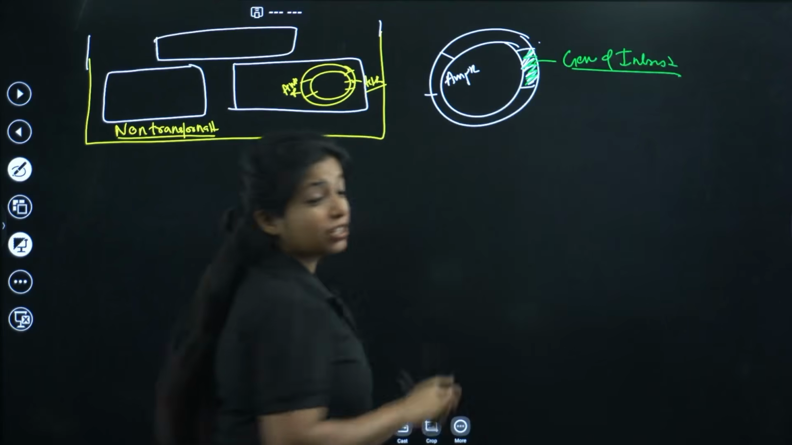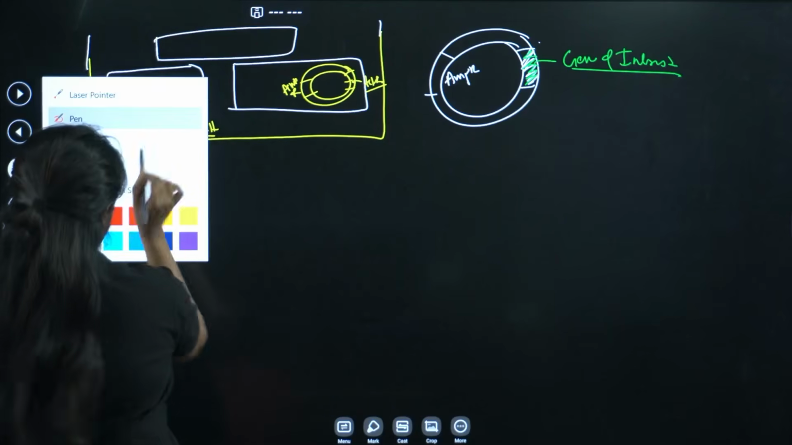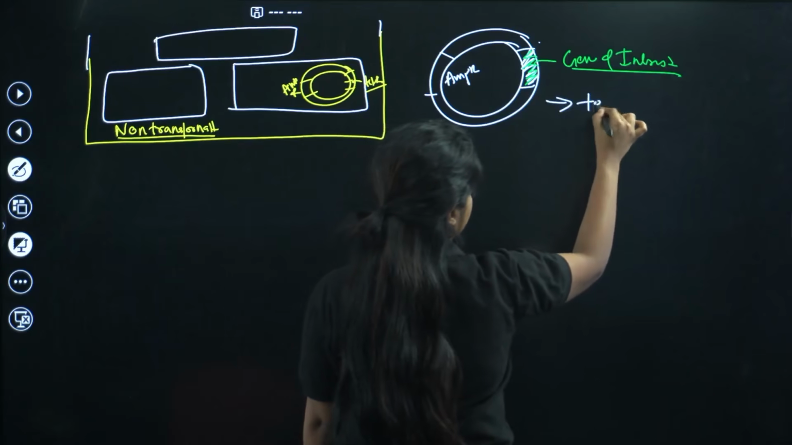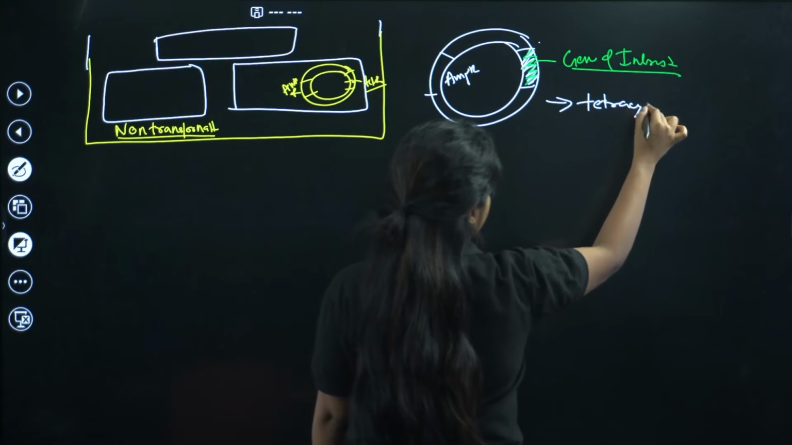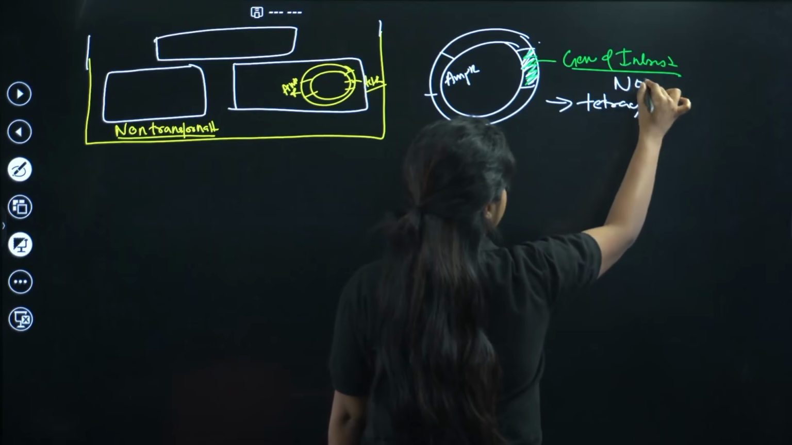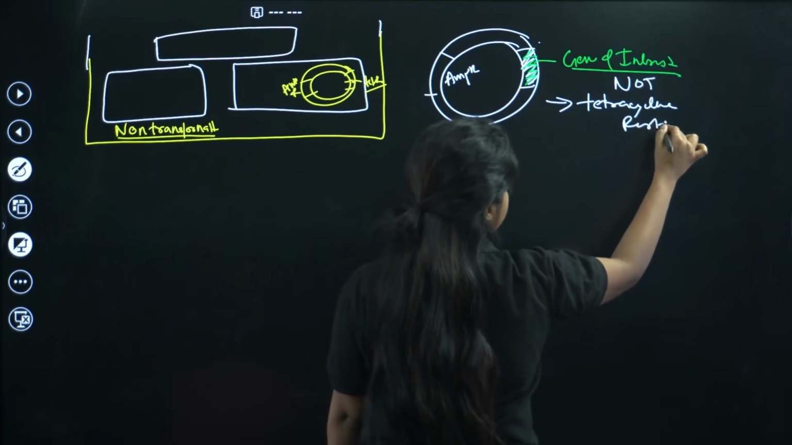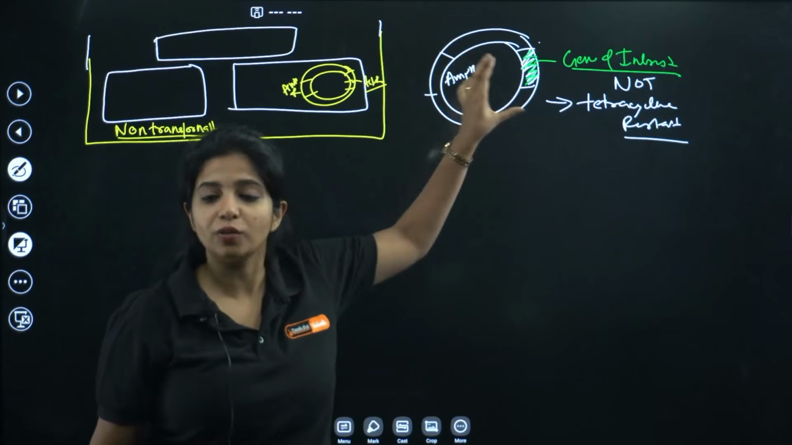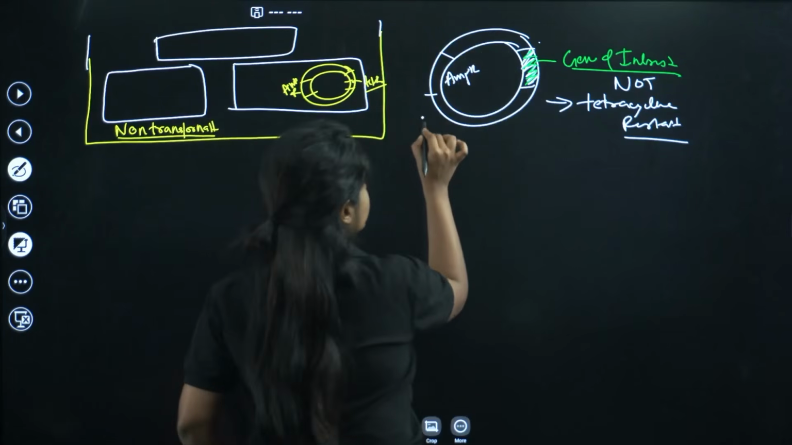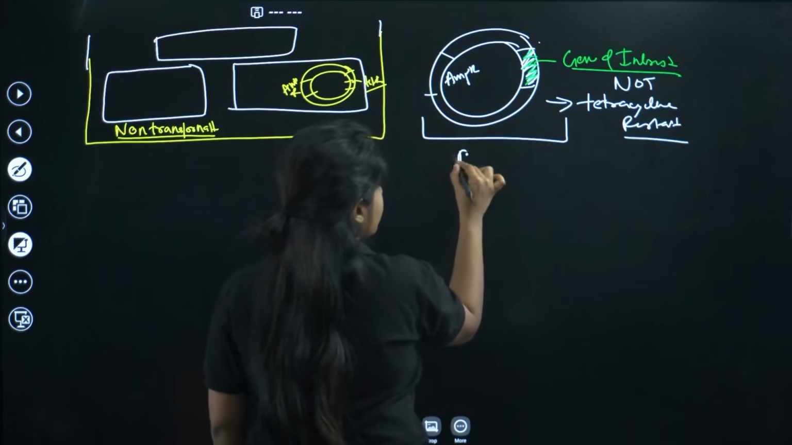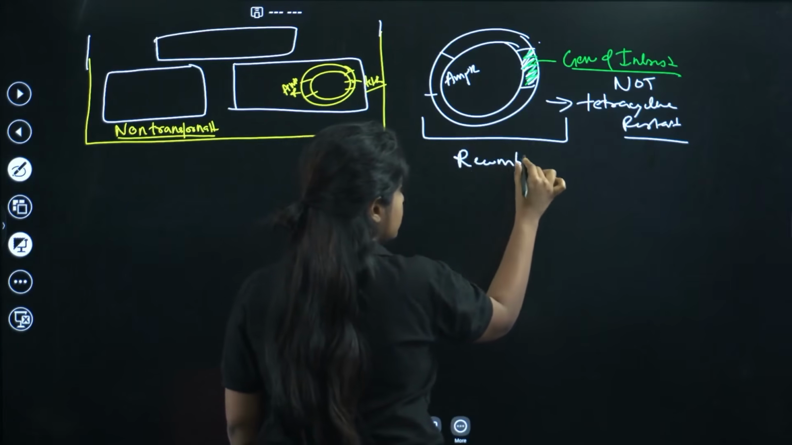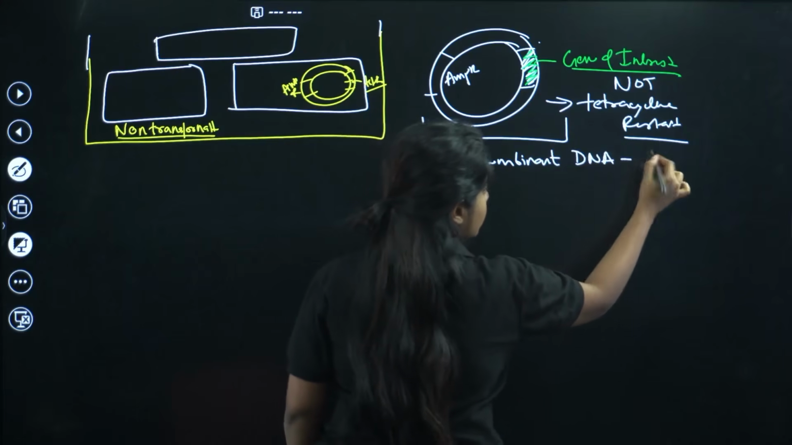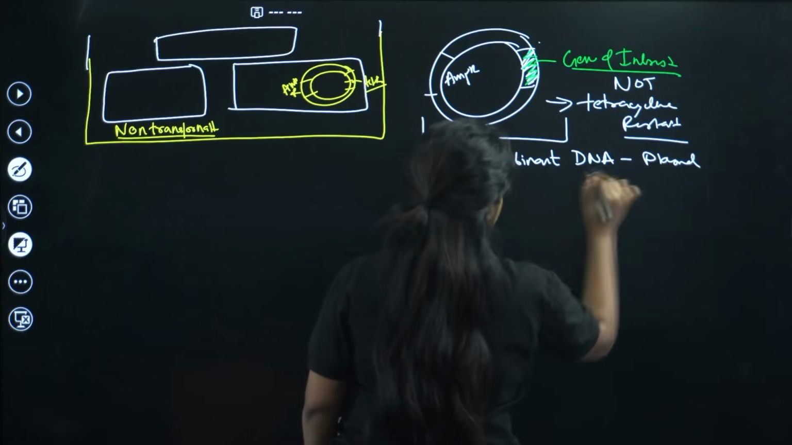So do you think it is tetracycline resistant anymore? No, that is gone. So this one is not tetracycline resistant anymore. And this one, since it has my gene of interest, I am going to call this particular plasmid as what? My recombinant plasmid, because it has a new combination which was usually not there. This is a recombinant DNA or also a recombinant plasmid.